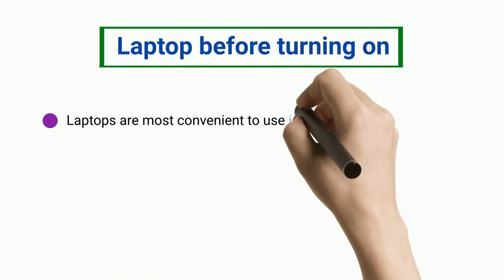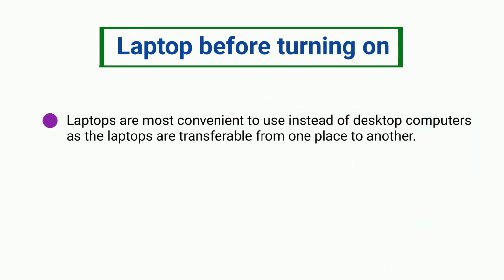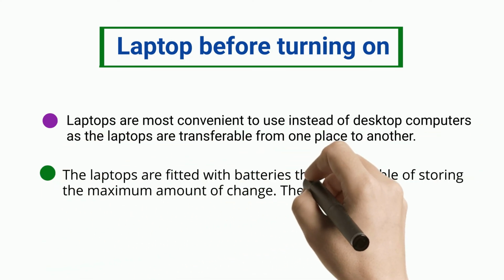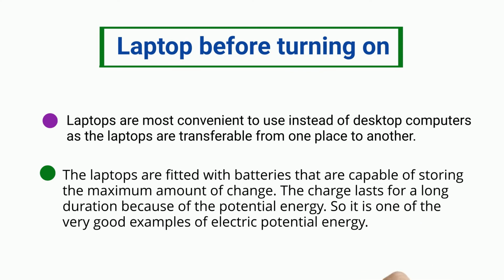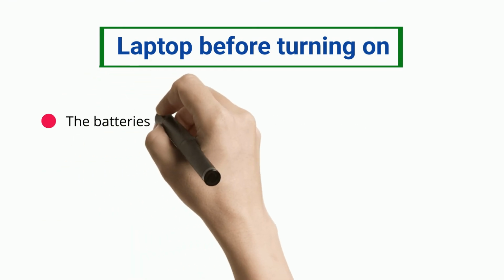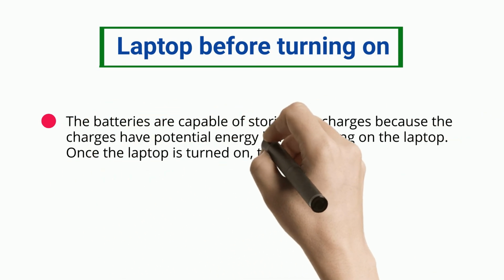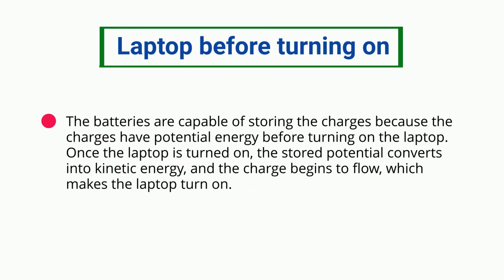Laptop before turning on. Laptops are most convenient to use instead of desktop computers, as laptops are transferable from one place to another. The laptops are fitted with batteries that are capable of storing the maximum amount of charge. The charge lasts for a long duration because of the potential energy. So it is one of the very good examples of electric potential energy. The batteries are capable of storing the charges because the charges have potential energy before turning on the laptop. Once the laptop is turned on, the stored potential converts into kinetic energy, and the charge begins to flow, which makes the laptop turn on.